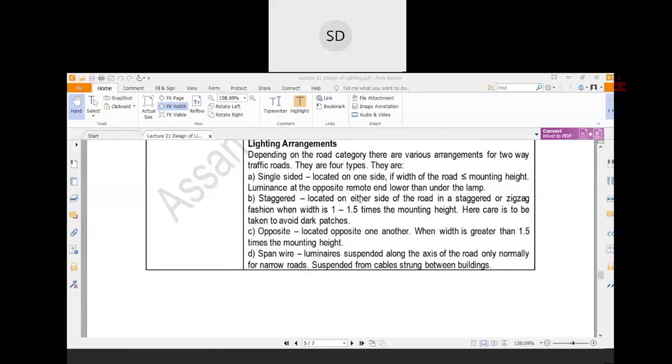Then staggered, located on either side of the road in a staggered or zigzag way. How does this look? It looks like this. Suppose you are providing one light over there, then another in this direction, then in this direction. So that is staggered. Then next is opposite. In the opposite, it would be like that. One over there, one here, one there, one there. Okay, this is opposite.